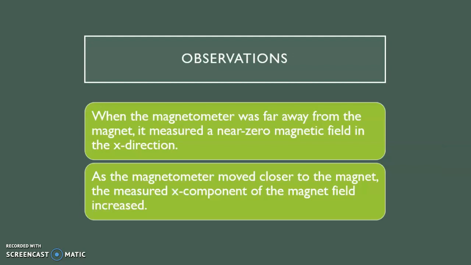I also made two observations in this experiment. I first found that the magnetometer reads 0 far away from the magnet. And second, that the x component of the magnetic field increases when the magnetometer approaches the magnet.